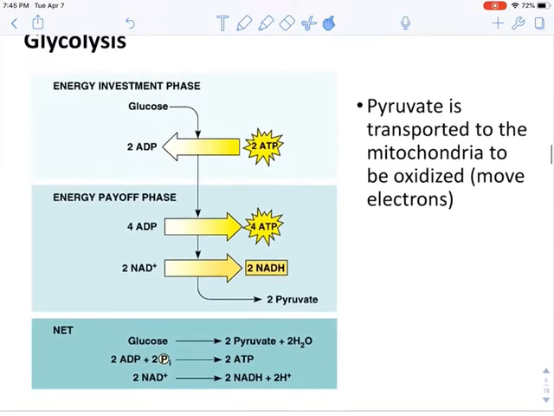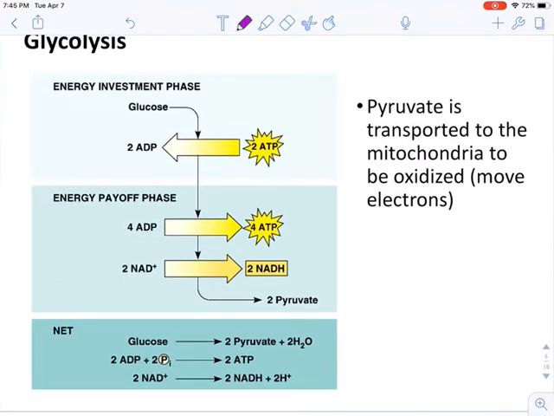So here's a little diagram showing you what we mean by investing ATP. When our glucose first is in the cell, 2 ATP are going to go in, and that is going to be used to break apart the glucose molecule and rearrange it. The breaking of those bonds is going to cause the release of 4 ATP molecules.